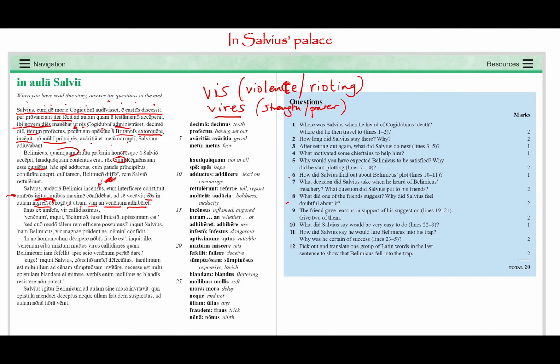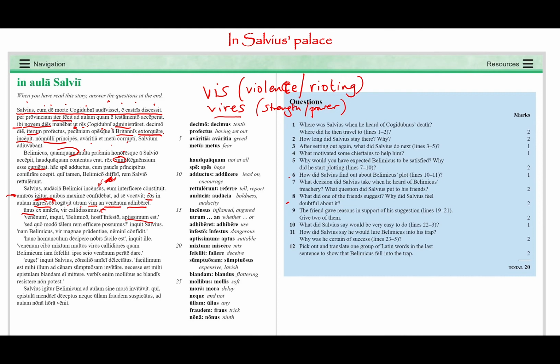Question 8. What did one of the friends suggest, and how did Salvius feel doubtful about it? Now, again, this word here, what did one of the friends suggest? Looking through the text, you can see unus. That's going to be the focal point for your answer. One of the friends, described as a very clever man, said, it is aptissimum, it is most appropriate, venenum, poison is most appropriate to a hostile, to a wicked enemy.